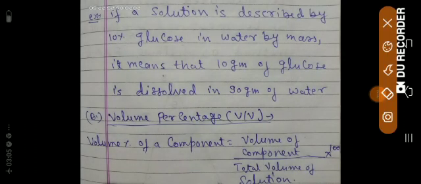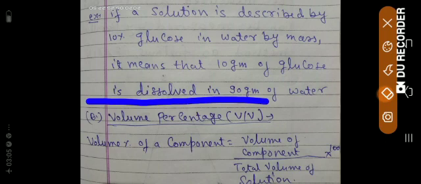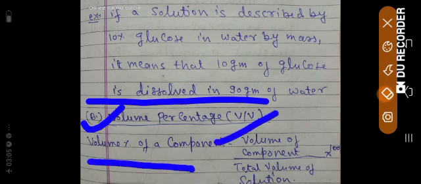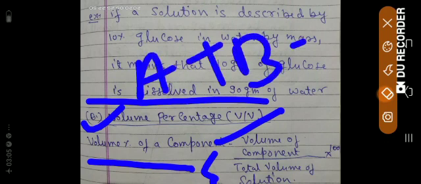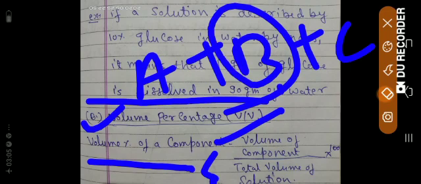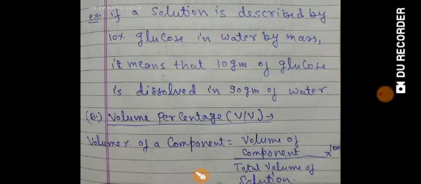Next one is your volume percentage, that is V by V. It is not W by W; W by W was the A part. Now we are discussing volume percentage, V by V. The volume percent of a component is the volume of the component divided by the total volume of solution, multiplied by 100. Just like if I am taking three components A, B and C, then the volume of B would be in the numerator if I want to calculate the volume percent of B, and the total volume of A plus B plus C will be in the denominator, as I explained earlier in W by W. There we took the weight of the components, here we are taking the volume of the component.